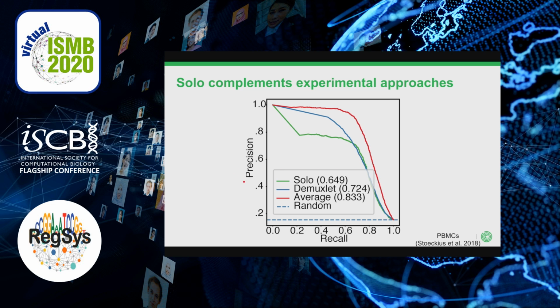So what we can do is see what the agreement is between demuxlet and cell hashing, which we see here is quite good. And we can also see how well Solo from the transcriptional data can identify doublets, which it can do as well, but not as well as demuxlet. But what works best is when we average the scores from Solo and demuxlet together to get the best agreement with the cell hashing labels. To us, this gives us a strong indication that Solo can be used in combination with experimental approaches for identifying doublets.